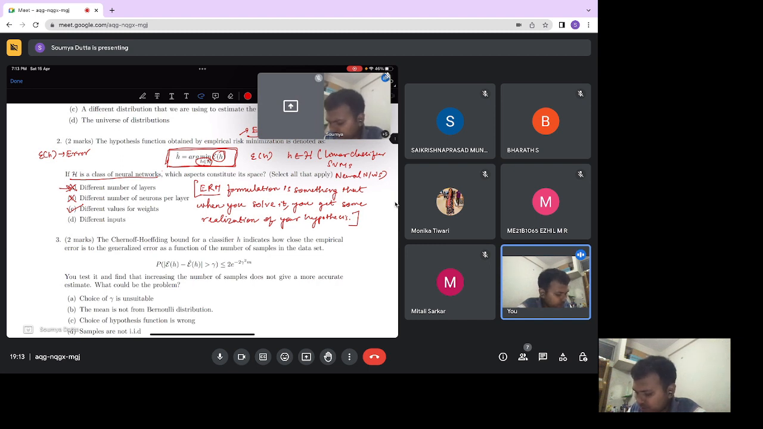And different inputs is not even a question, because you are searching over the space of hypotheses, so different inputs doesn't make any sense here. I hope that was clear.